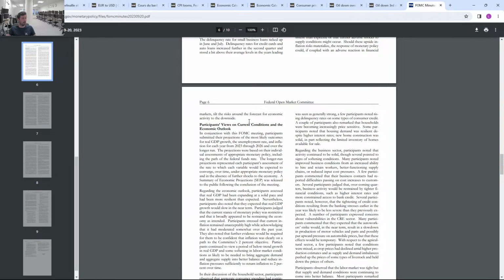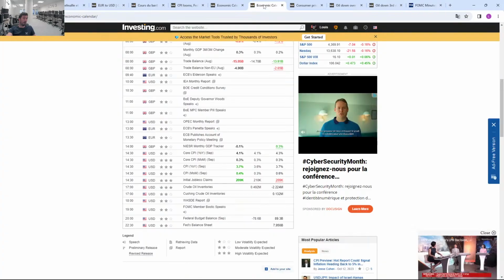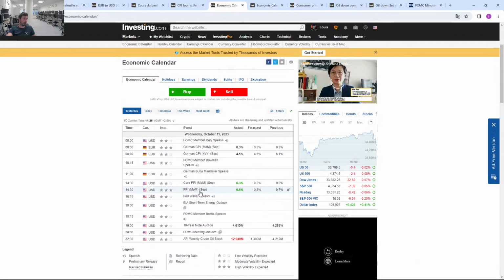Basically what they say is they're going to proceed carefully on the next interest rate decision. So it's quite important. It means they might continue to pause and keep the interest rate high for a longer time. We're not inside their head, so we don't know exactly what they're going to do, but that's the market interpretation of this document.